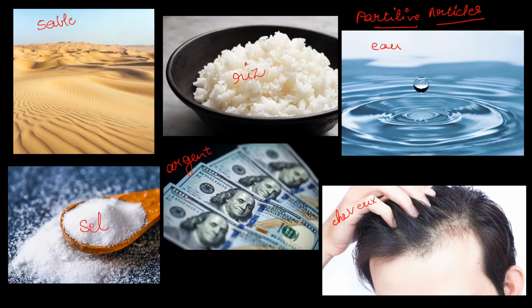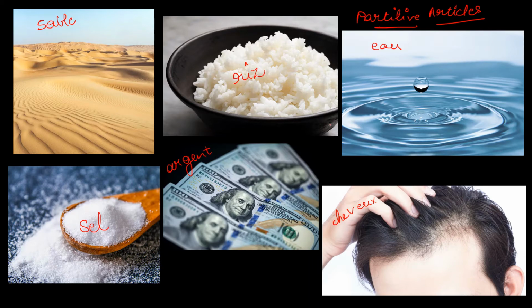Now, if you've guessed what's common to all these things, it is that they cannot be counted. You cannot count these things using the cardinal numbers. Can you say 1 sand, 2 sand? No. Can you say 1 salt, 2 salt? No. Same way, you cannot say it for rice. You cannot say it for money. You can't say 1 money, 2 money. For water, 1 water, 2 water.